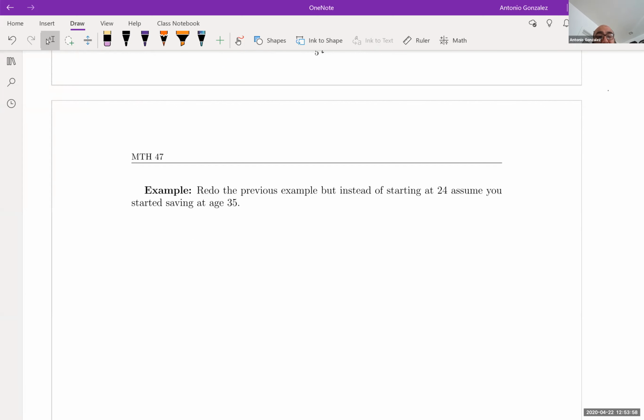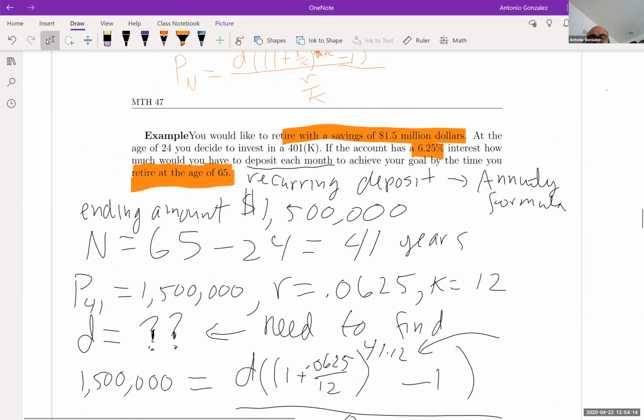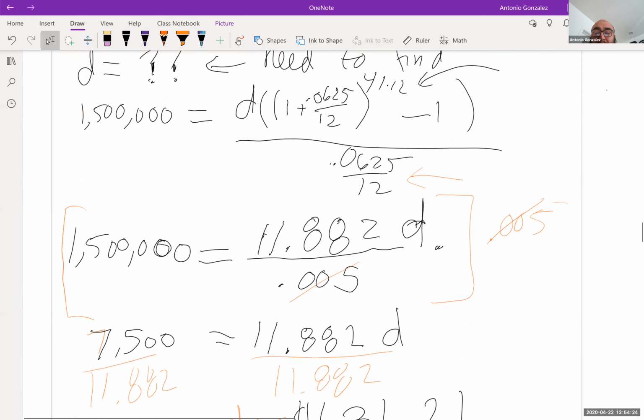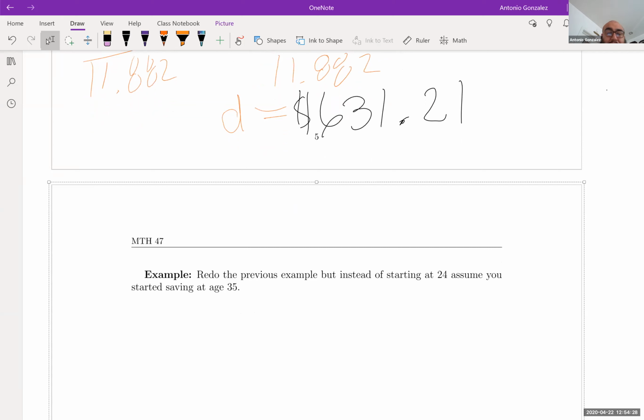So let's say my goal has not changed. I still want $1.5 million by the age I retire. But in this case, I started saving at age 35. So it's exactly the same setup as we have up here. The only difference is the N. I want to do this in less time. So I wait 11 years. Let's see what effect that has on what my recurring deposit should be. So let me again rewrite the formula here.